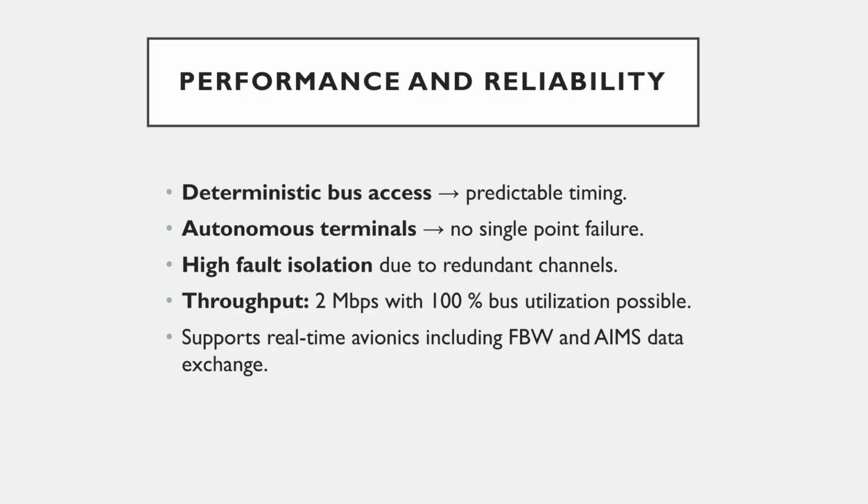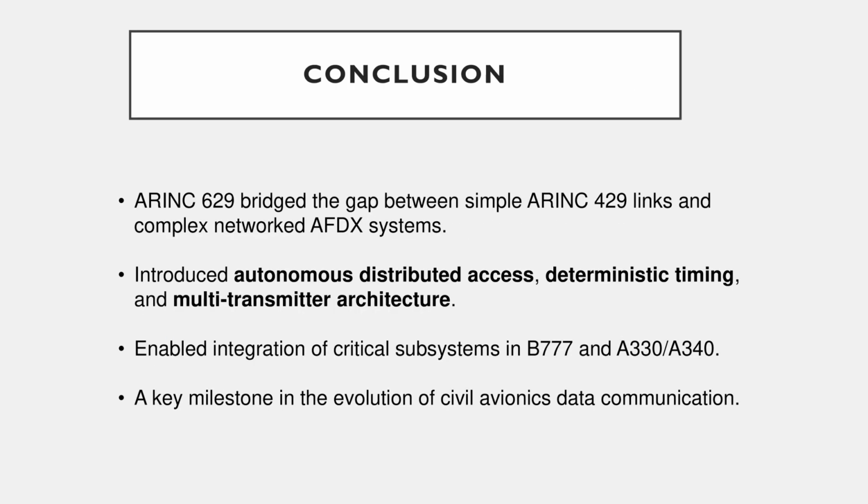ARINC-429 is simple but limited to point-to-point links. ARINC-629 introduced multi-transmitter deterministic operation. Modern aircraft now use ARINC-664 AFDX, which provides Ethernet-based, high-bandwidth, virtual link communication. Together, these standards outline the evolution of commercial avionics data buses.